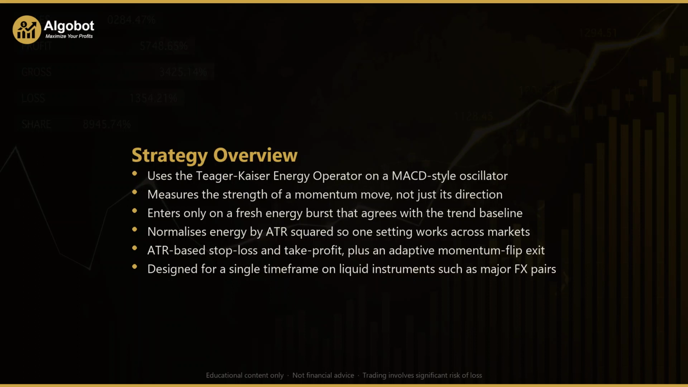Direction is read separately from the sign of the oscillator and the slope of the slow baseline. This is a trend-following approach at heart. It only engages a burst that agrees with the prevailing drift.